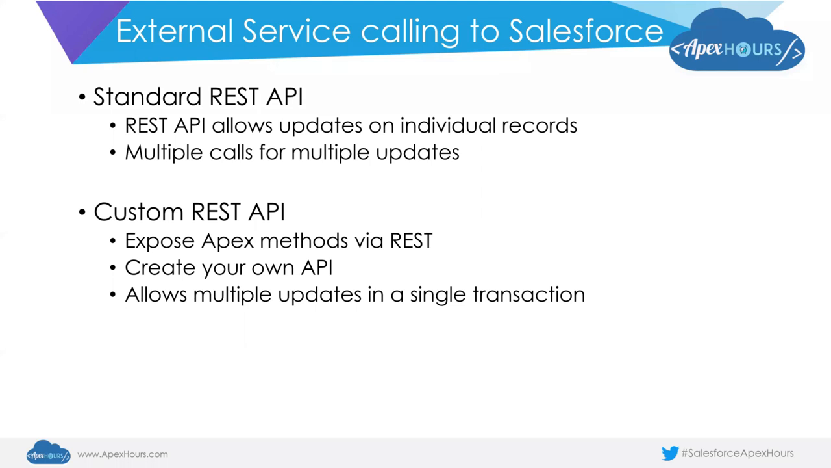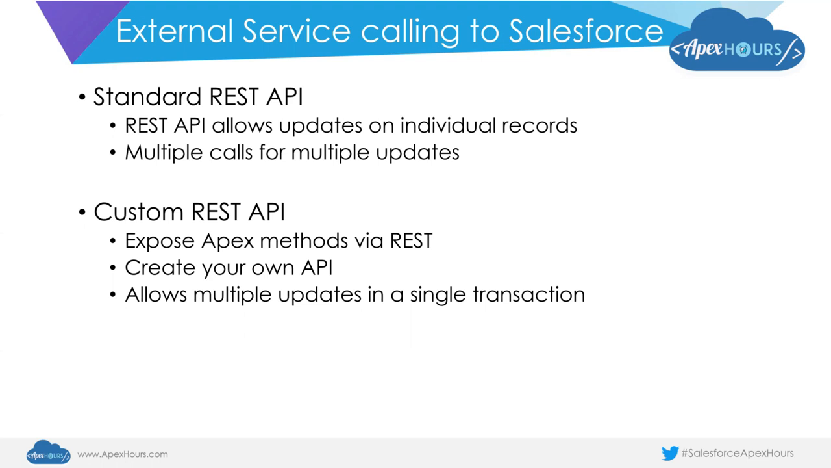When it comes to multiple records, let's say you want to first insert a contact, and then you want to create an account for that contact which you are inserting. You would need two transactions when you're doing it with the standard REST API. When it comes to custom REST API, we would write custom code, and you would call the code one time and execute it as part of a single transaction, because we don't want to insert an account if the contact is not inserted.